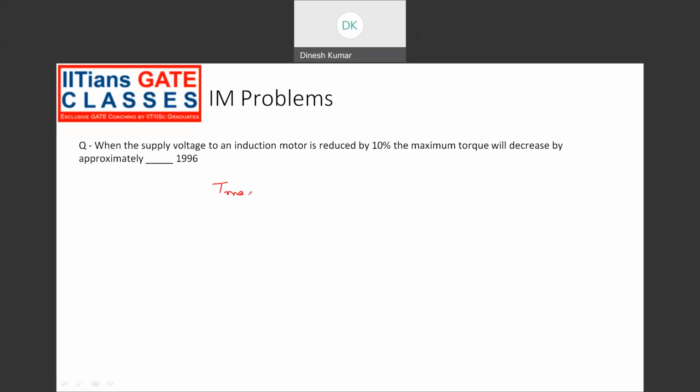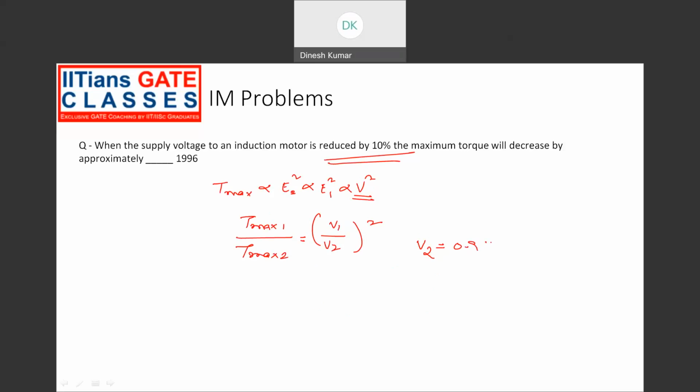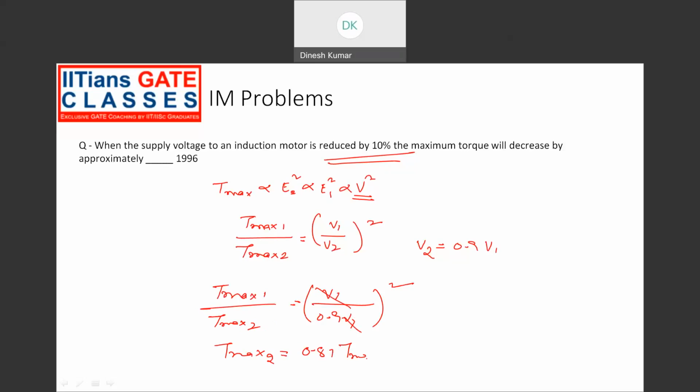We know that T maximum is proportional to E2 square, that is proportional to E1 square, which is nothing but the supply voltage square. So T max 1 by T max 2 equals V1 by V2 whole square. The voltage is reduced by 10%, which means V2 equals 0.9 times V1. So T max 1 by T max 2 equals V1 by 0.9 V1 whole square. This gives us T max 2 equal to 0.81 T max 1. So the maximum torque will decrease by 19%.